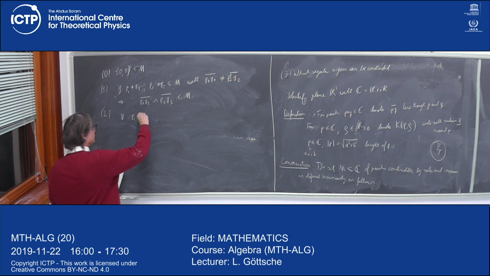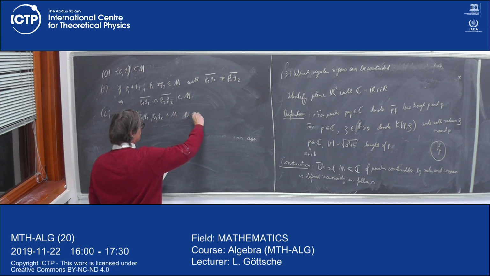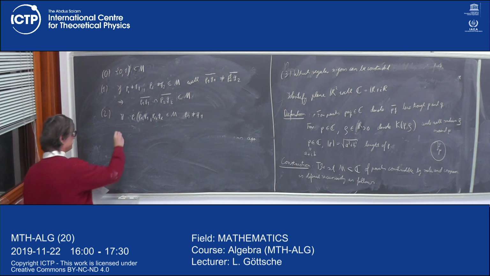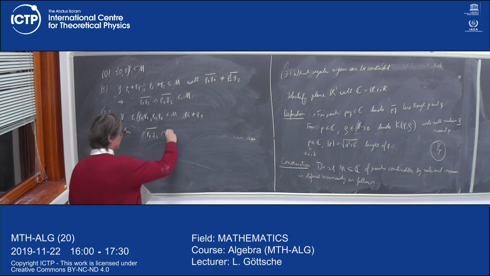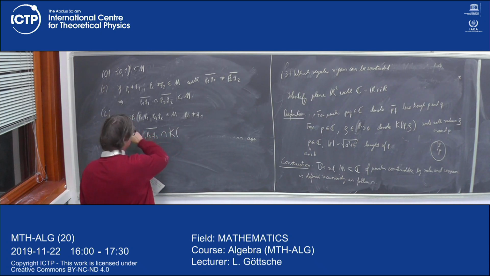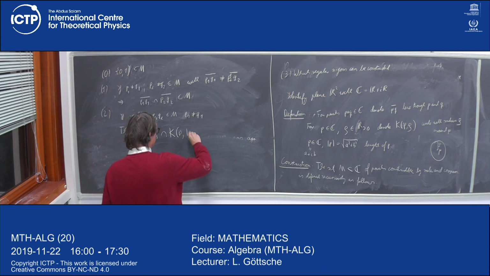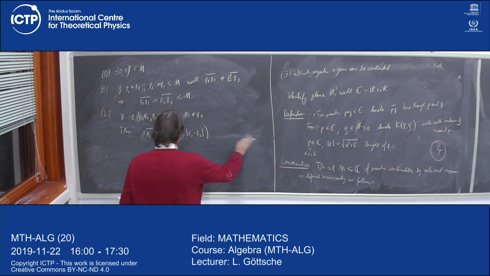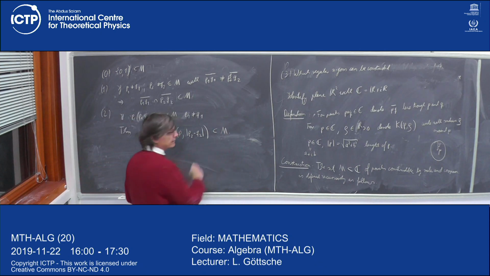So if we have points P1, Q1, and P2, Q2 that are all points in M, and I assume that P1 is different from Q1, so that we can make a line through it, then if I take the line between P1 and Q1 and intersect it with the circle around this point P, with radius the length of the distance between these two, then this might be 0 points, it might be 2 points, it might be 1 point, but anyway, all these points are then in M.